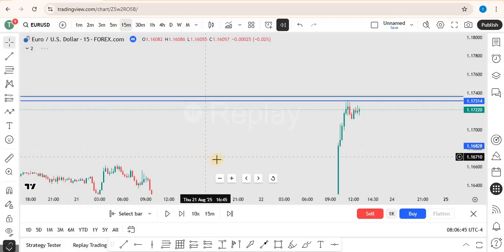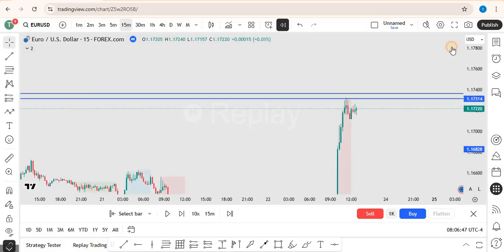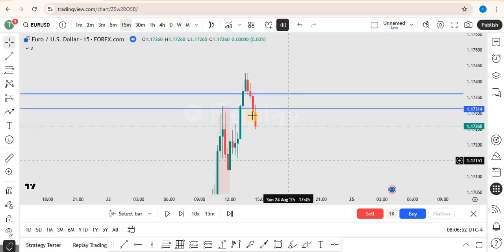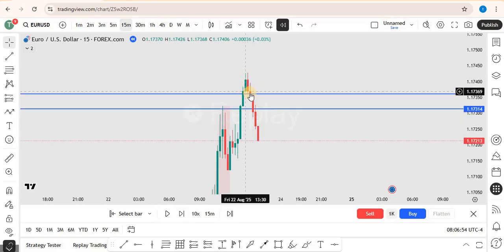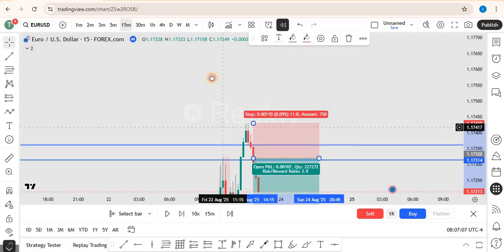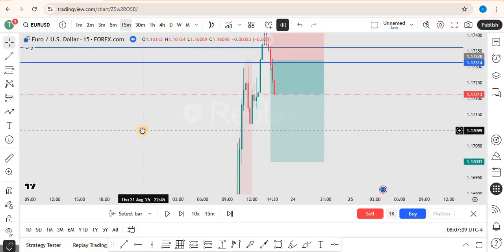Shift into the 15-minute time frame. Price goes and closes below. Let's say you close below here. We take the entry from here. Stop loss above this area.